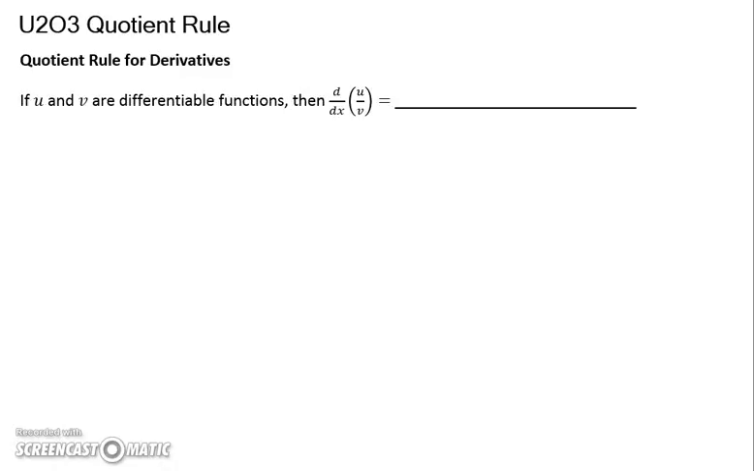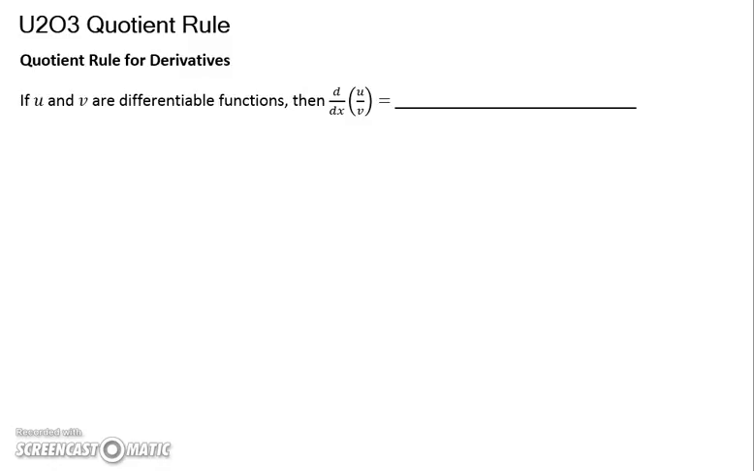Alright, in this video we are going to talk about Unit 2, Objective 3, the quotient rule. So this is our third big derivative rule. It's going to be a lot easier to spot than the product rule because we're going to have a rational function of u and v both being differentiable functions.